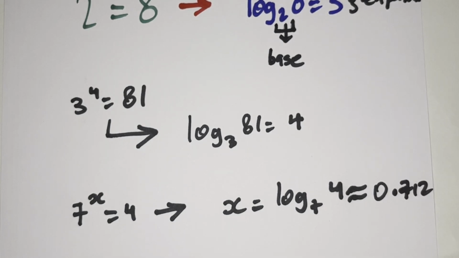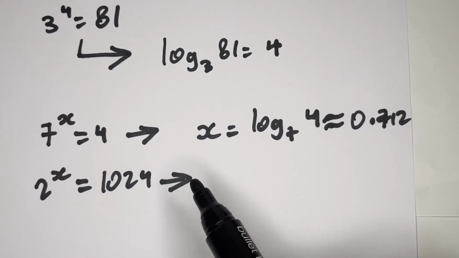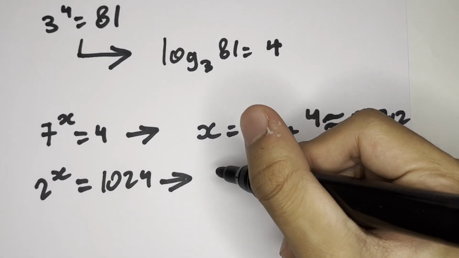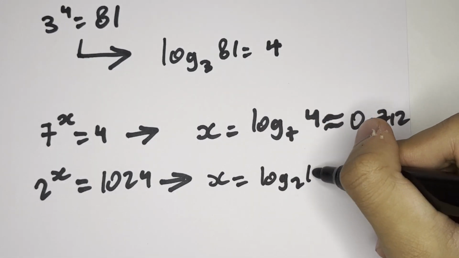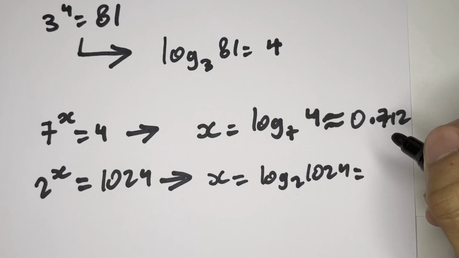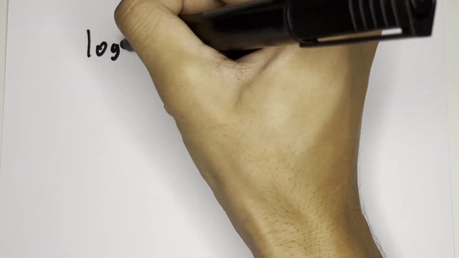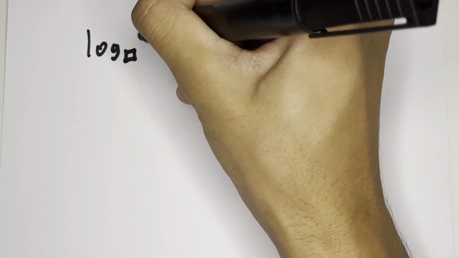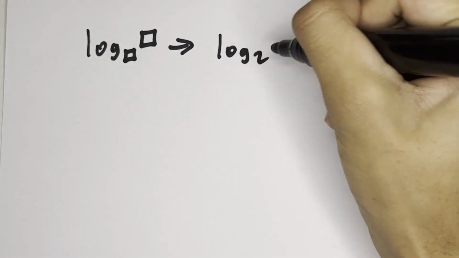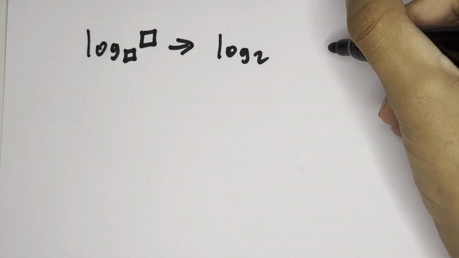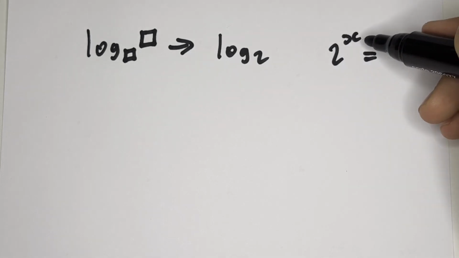I encourage you all to pause the video and try solving this equation by putting it into log form and then into your calculator. You should get x is equal to log base 2 of 1024, which should just give you 10. So we've learned that logarithms can have different bases depending on which exponent they represent. For example, the logarithm of base 2 represents the inverse of any function of the form 2 to the x, or 2 to any power.